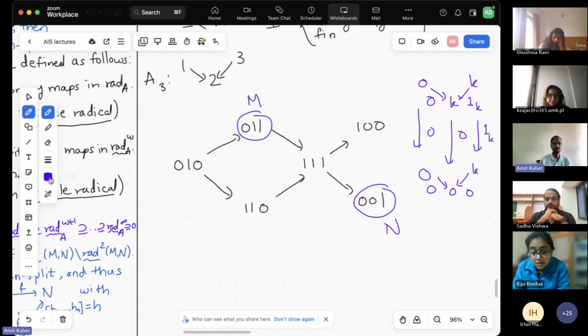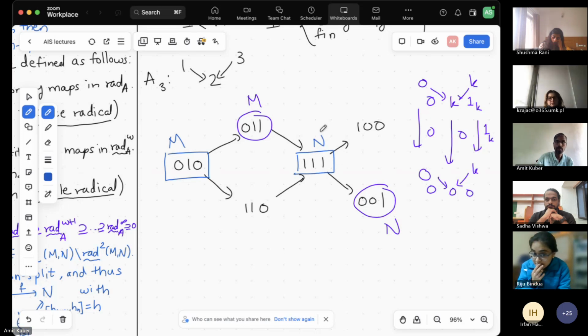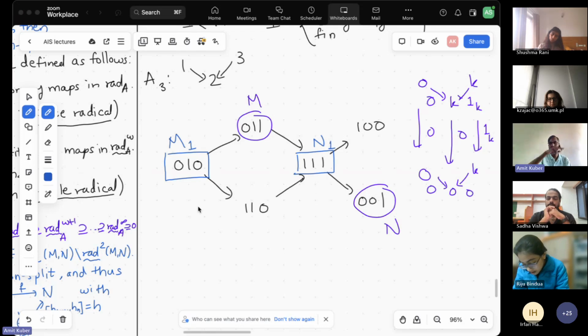Okay. Now, what about, I'm going to use another color now. I will say this is my M and this is my N. What about them? Does there exist a map which lies in radical square between M1 and N1? If you go along any of those directions, then it will lie in radical square. And what about the zero map? Does the zero map lie in radical square?